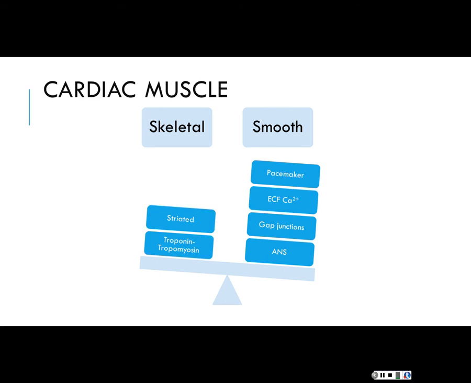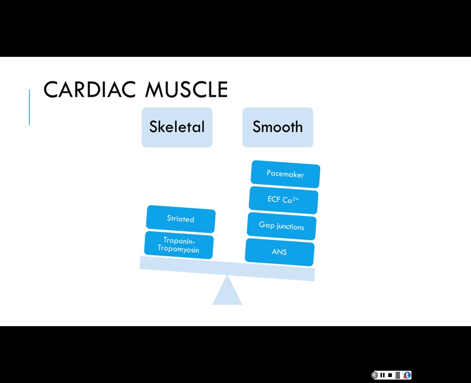It is also, I'm going to pop down to the bottom of the list, extrinsically controlled by the autonomic nervous system. So our cardiac muscle is like our smooth muscle in that there's the intrinsic pacemakers. There's also the extrinsic control from the autonomic nervous system.